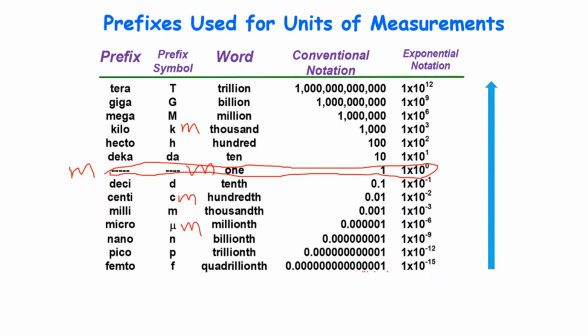Units-wise, the ones at the bottom are the smaller ones. Femto is the smallest unit in this table. 1 fm is 10 to the negative 15 meters. And the largest one, of course, is the one on top, 1 terameter, Tm, which equals 1 trillion meters. The units at the bottom are smaller, and they increase toward the top.